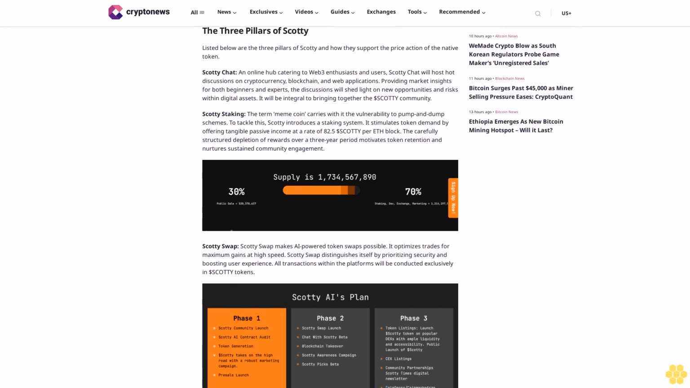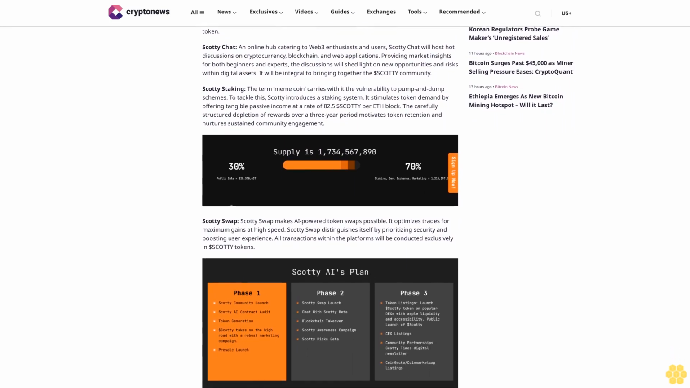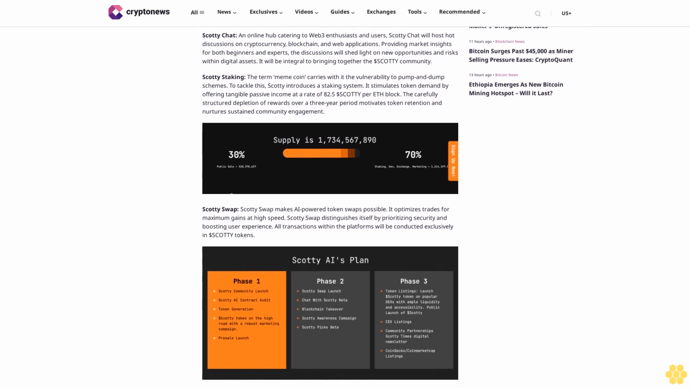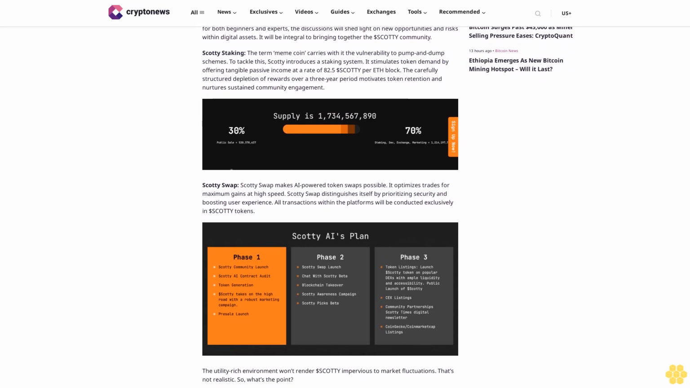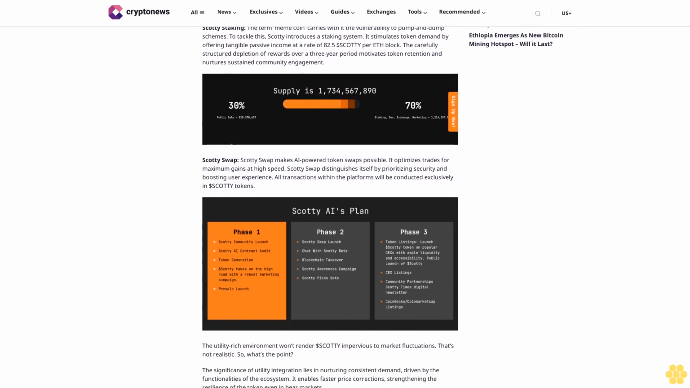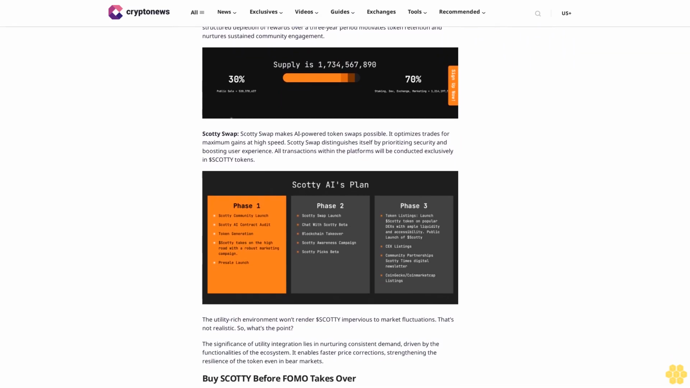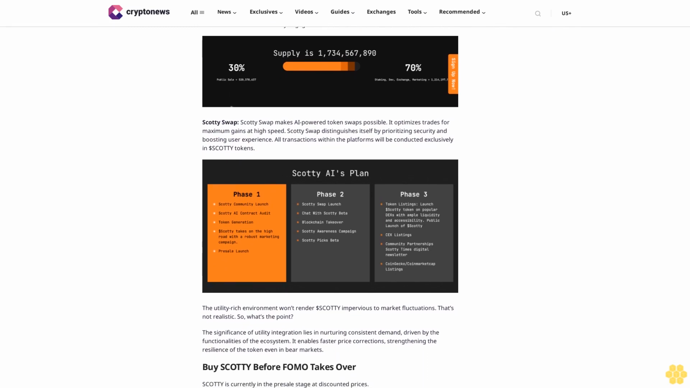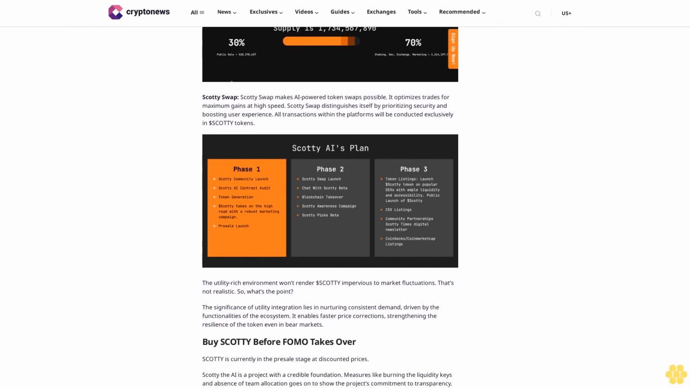The three pillars of Scotty. Listed below are the three pillars of Scotty and how they support the price action of the native token. Scotty Chat, an online hub catering to Web3 enthusiasts and users. Scotty Chat will host hot discussions on cryptocurrency, blockchain, and web applications, providing market insights for both beginners and experts. The discussions will shed light on new opportunities and risks within digital assets. It will be integral to bringing together the $SCOTTY community.